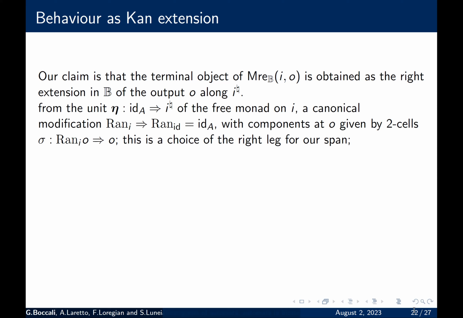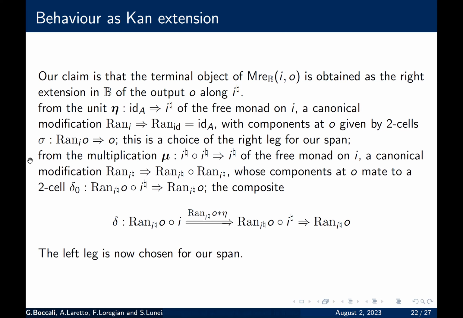From the unit eta from the identity to E natural of the pre-monad on I, there is a canonical modification from the right extension along I to the right extension of the identity, with components at O given by two cells and with sigma a modification from a natural transformation between the right extension along E of O to O. This is a choice for the right leg of our span. From the multiplication of the free monad on I, there is this canonical modification here, whose components at O mate to a two-cell delta zero, such that the composite that you can find depicted here is the left leg for our span.